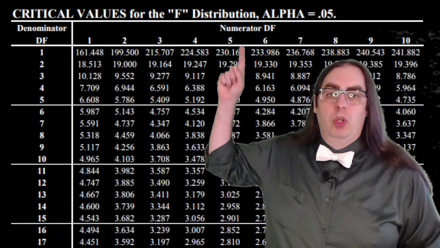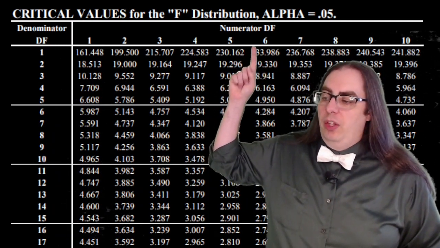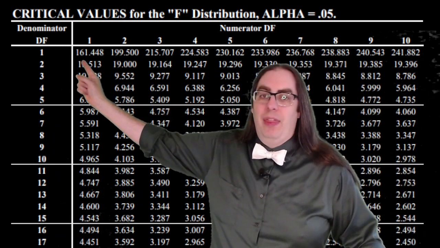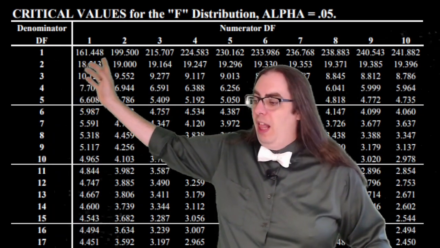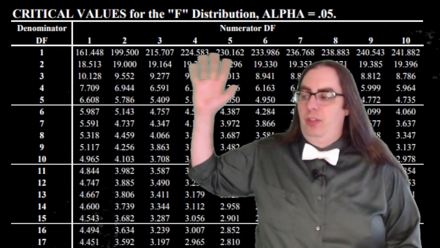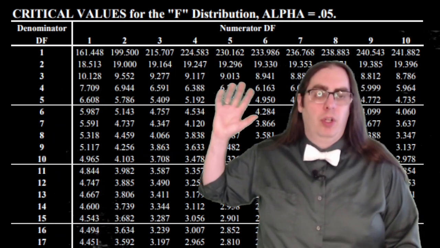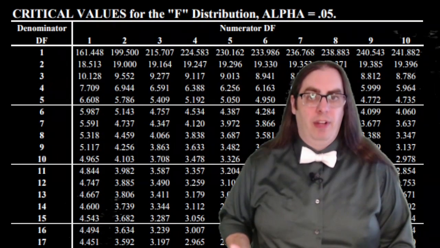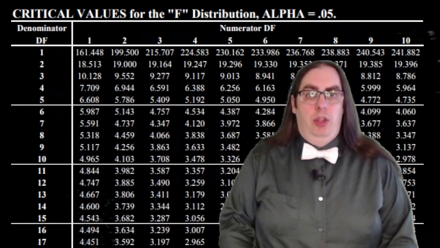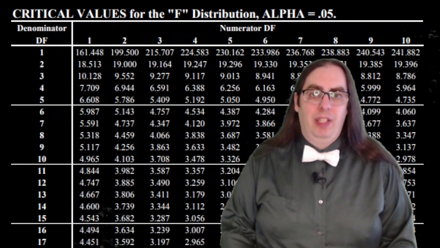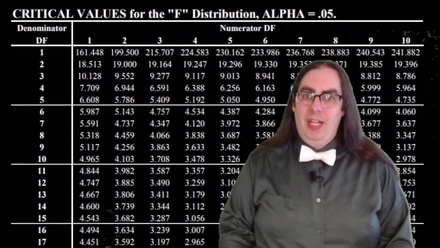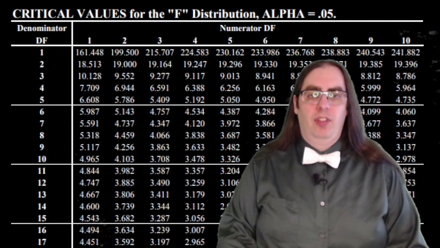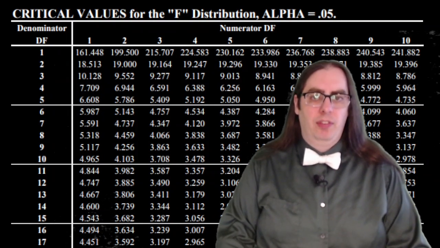In the columns, we are looking at the degrees of freedom for the numerator. In the rows, we are looking at the degrees of freedom for the denominator. That's a lot that's happening. All right, so this is the F table for alpha equals 0.05. There are other F tables for other values of alpha. There's no reason that you have to be stuck with alpha equals 0.05, but it's the one that I tend to use in my videos because it's probably the most common significance level that you see in hypothesis testing.